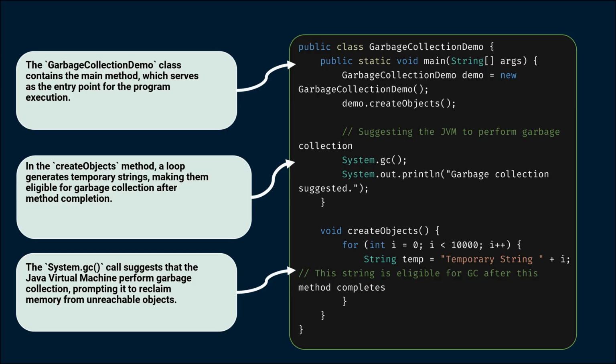It's important to note that while this is a request to perform garbage collection, the JVM ultimately decides when to execute it. After suggesting garbage collection, we print a message confirming that the suggestion has been made. This simple demonstration showcases how Java manages memory automatically and highlights the impact of scoping on object lifetime and memory reuse.